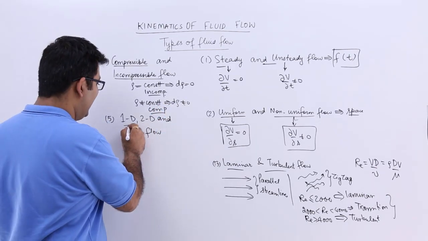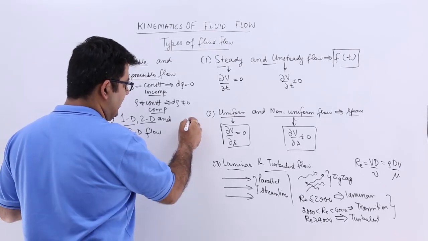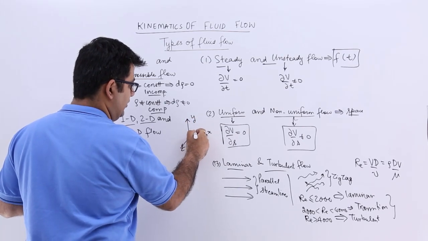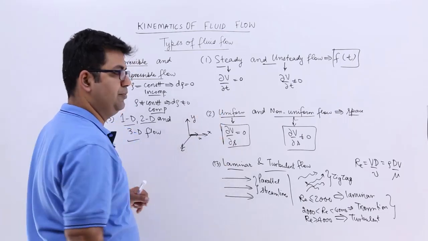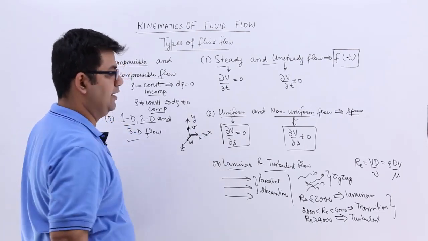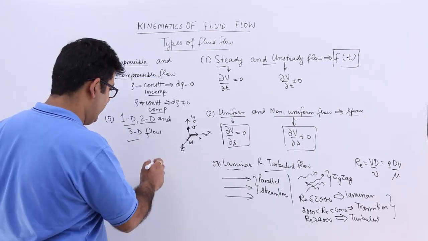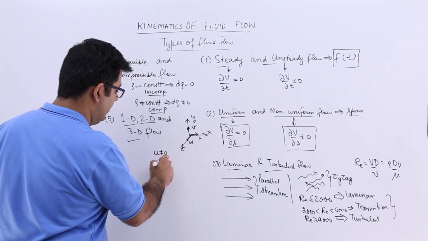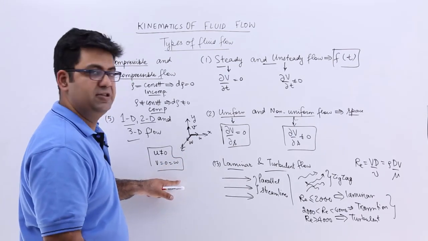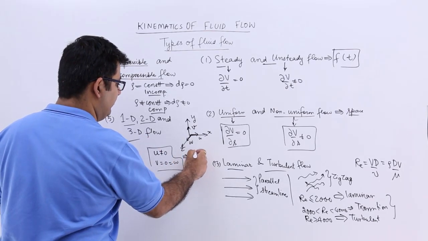The last kind of flow is either a 1D flow, a 2D flow, or a 3D flow. If I talk about three axes, you have x, y, and z. The component of velocity in the x-axis is small u, the component of velocity in the y-axis is small v, and in the z-axis is small w. Let me just take the case of velocity. If I take the case of 1D flow, then u would be a non-zero value and v and w would be zero. Or you can say v would be non-zero and u and w would be zero, either of them.